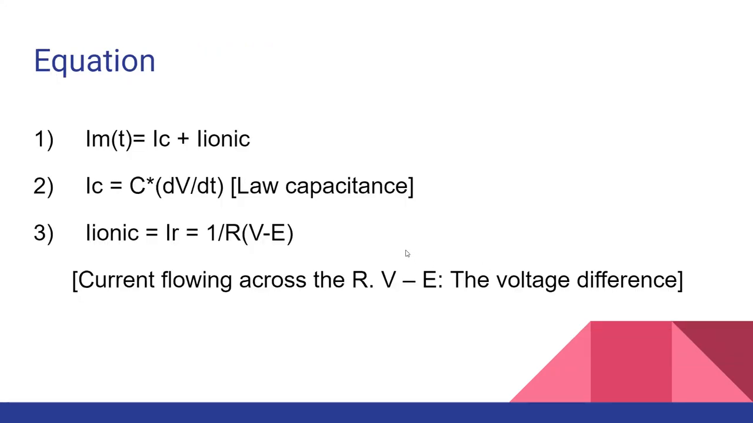So they got three equations from this previous diagram. The total amount of current equals the capacitive current I_C plus the ionic current I_ionic. The law of capacitance says I_C equals C times dV over dt. And the third one says the current flowing across the resistance equals the conductance times the voltage difference.